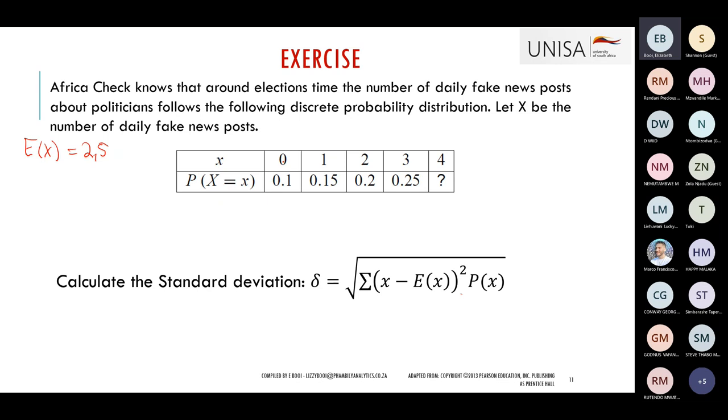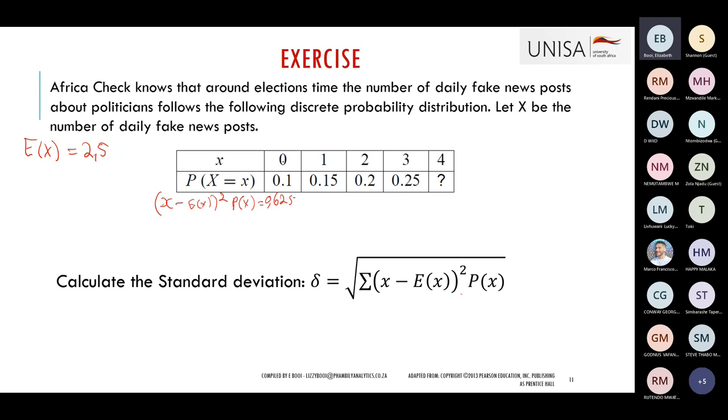So 0 minus 2.5, and you take the square, sorry, not the square root, but the square of the answer. And that gives you 6.25, and you multiply that with 0.1. And the answer you will get there will be 0.625. So what I'm doing here is x minus the expected value squared multiplied by the corresponding probability. And that gives me those answers that I'm going to write there. So you also can do that. You can give me the answers for the rest of the questions as well.